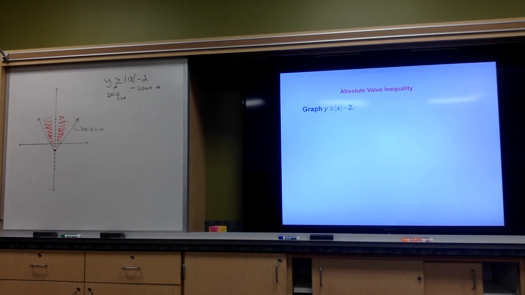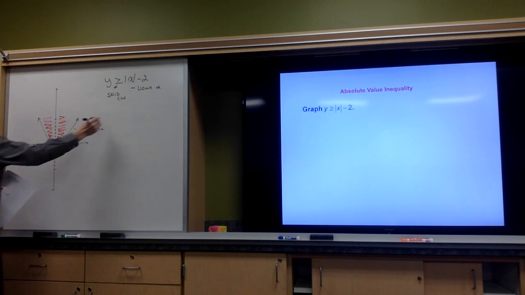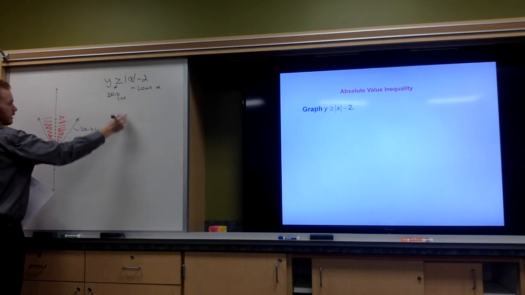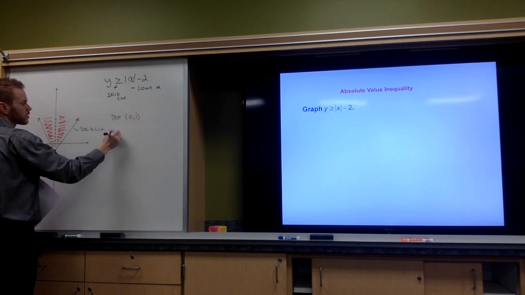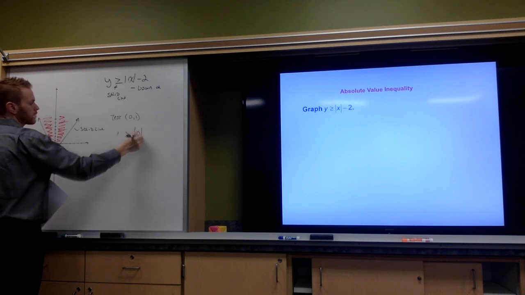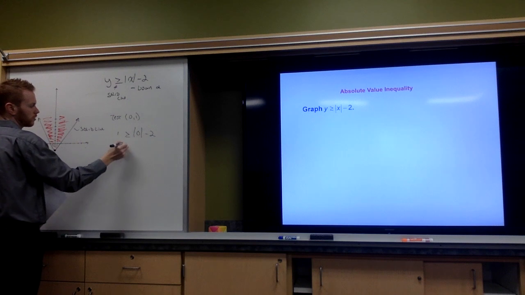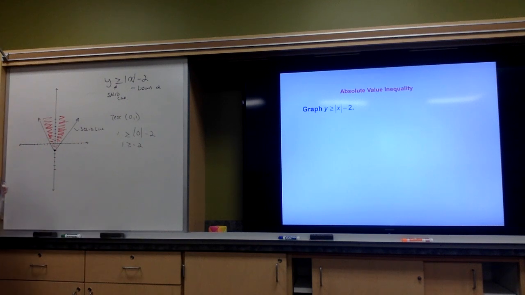And how do we know? Check a point. So let's test a point to make sure we did this correctly. I'll make it easy: 0, 1. So is 1 greater than or equal to the absolute value of 0 minus 2? Well, when I simplify, is 1 greater than or equal to negative 2? Yes, it is. Okay?